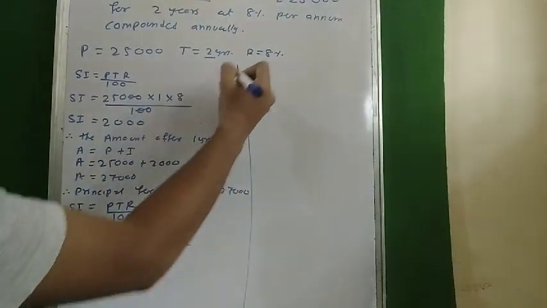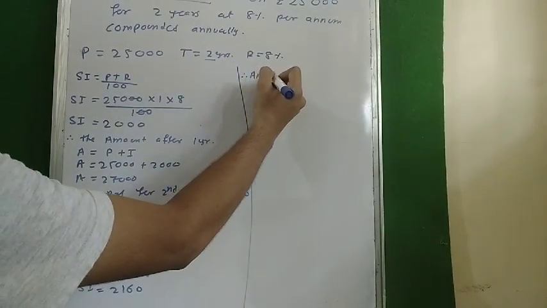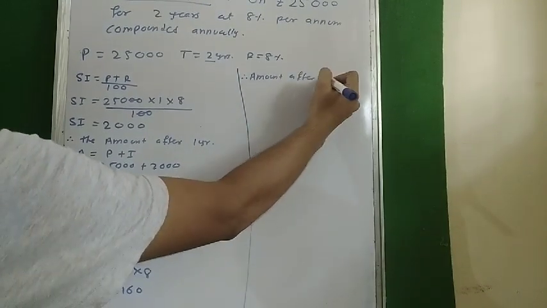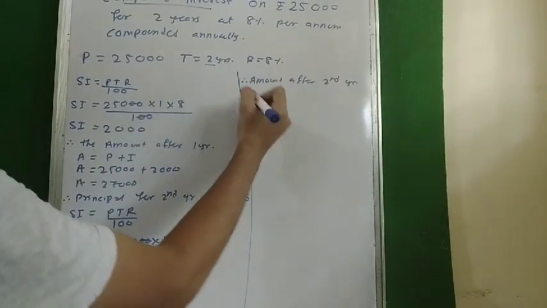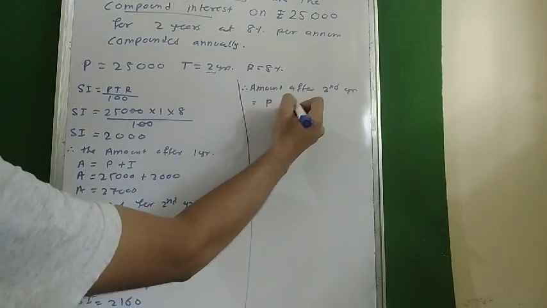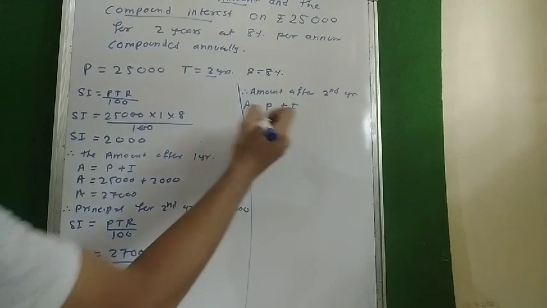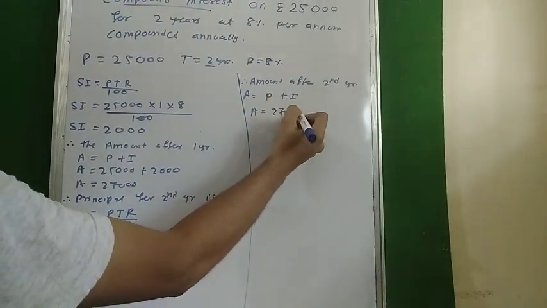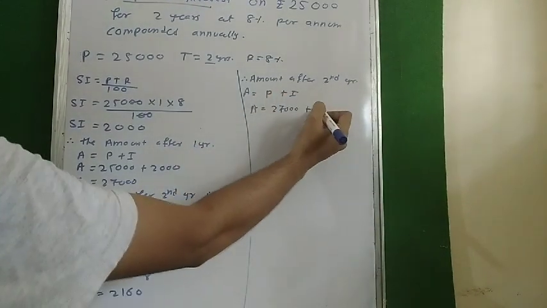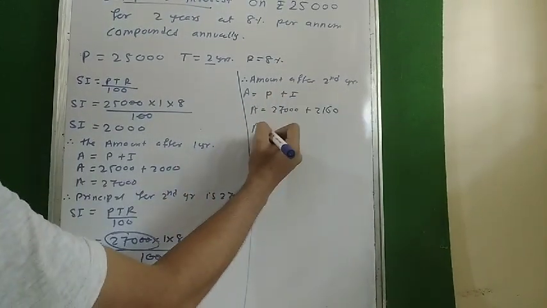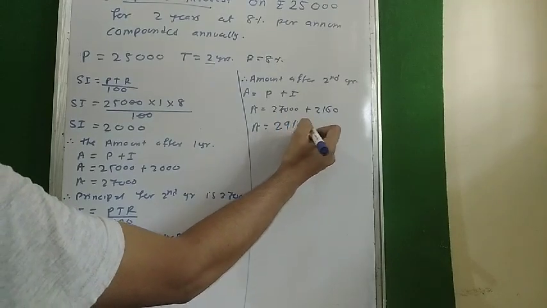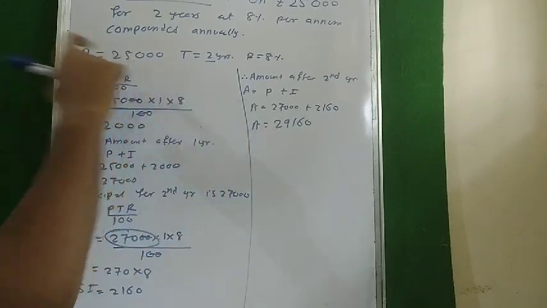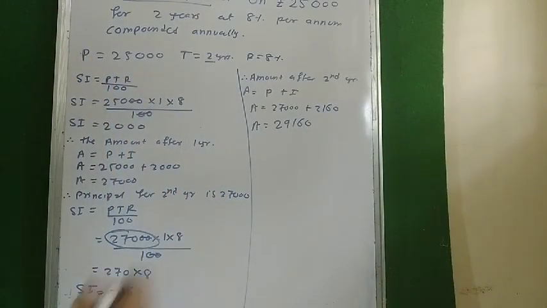Okay, so I will write, therefore, amount after second year. What is the amount of the second year? Principal plus interest. Okay, what was the principal? 27,000. And what is the interest? 2,160. So what is the amount? It is 29,160. So this is the amount you are going to get after 2 years when you are investing 25,000.